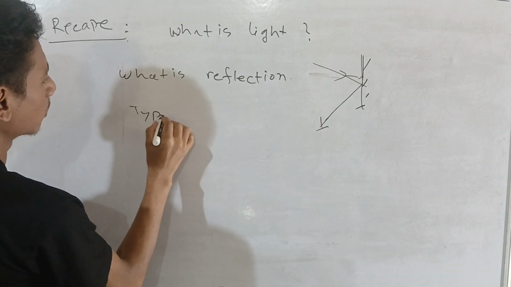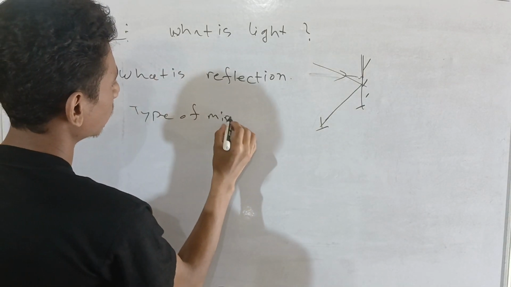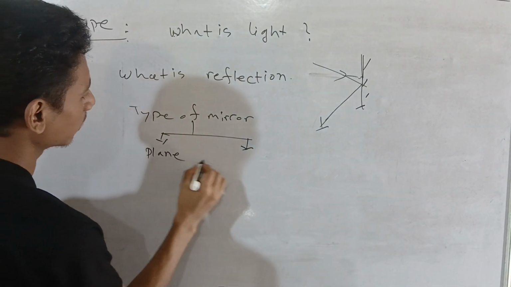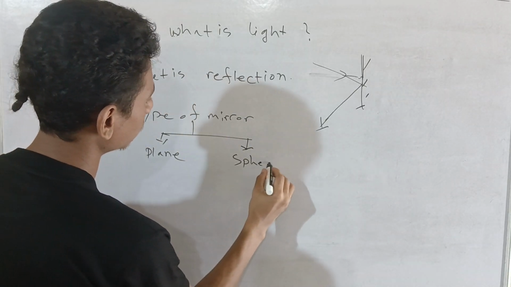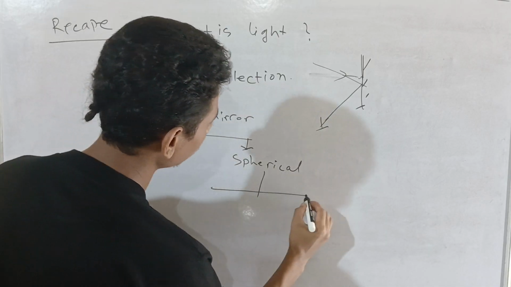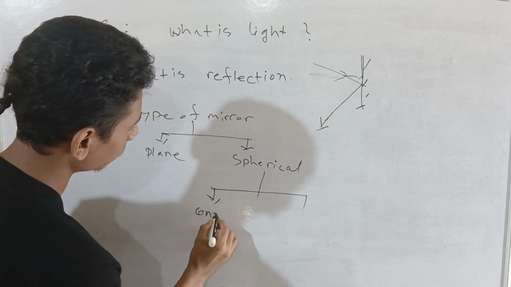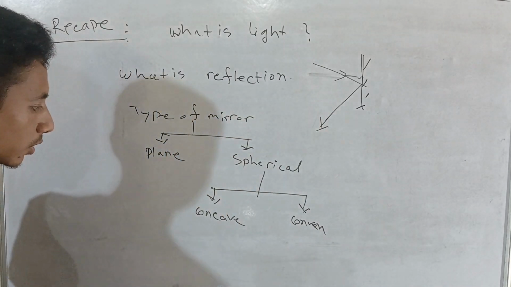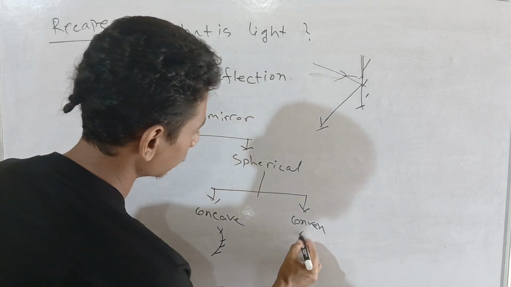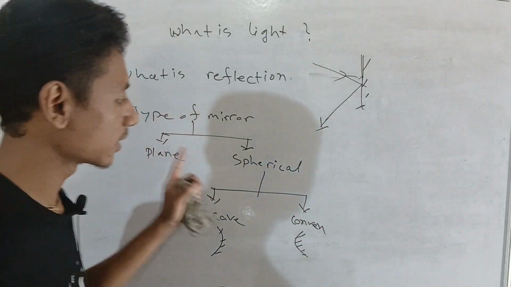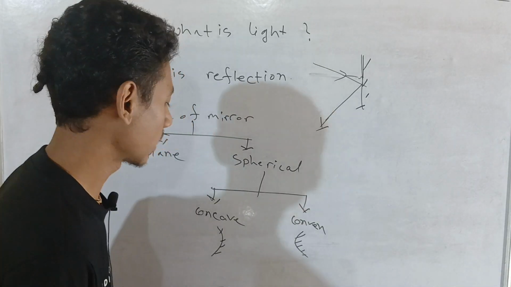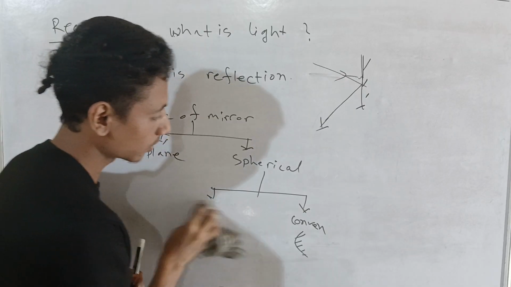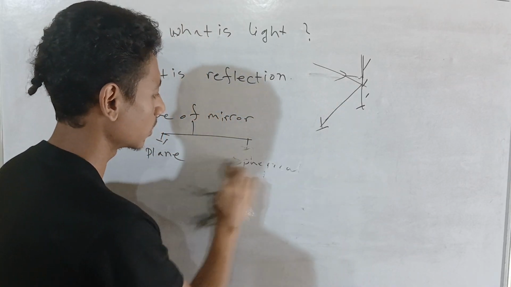Okay, so we have discussed the types of mirror. There are two types of mirror. One is plane mirror and another is spherical mirror. The spherical mirror has two types, concave and convex mirror. The convex mirror is like that. Then we discussed the important points of convex mirror and concave mirror, and also we discussed image formation by concave mirror and the rules of image formation.